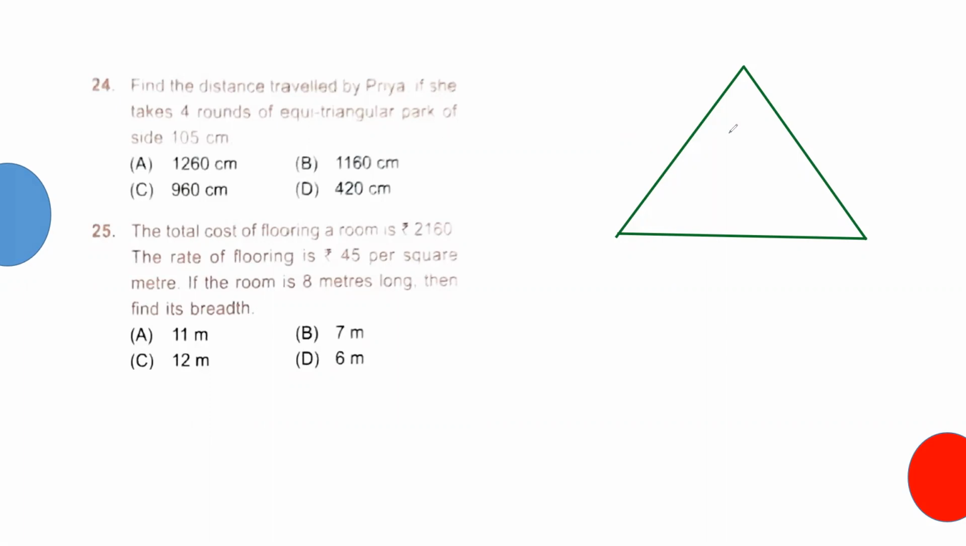So now you see this is an equilateral triangle, means all sides are equal. Each is giving how much? 105, and each is in centimeter. So how much will be the perimeter? 105 times 3 centimeter. That will give you the perimeter of the triangle. That is an equilateral triangle, right? So how much did you get? 315 centimeter.